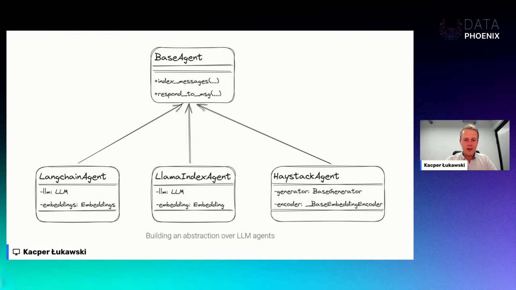We built some sort of abstraction over the agent, and there were actually two different methods that you can call on a particular agent. You can either index some messages, put them somewhere. In our case, this is obviously a vector store, Qdrant vector store. And there is another method to respond to a particular message, to create an answer that will be relevant for a given question. And we built different implementations around it.